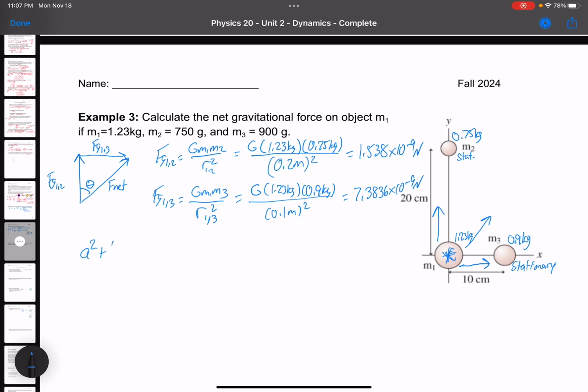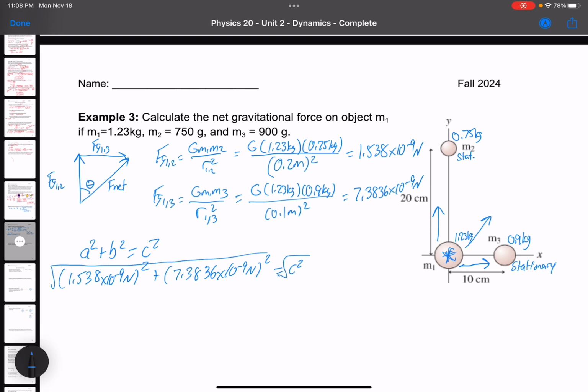So looking at my triangle here, I have a squared plus b squared equals c squared. So I can take my two numbers, put them in. So 1.538 times 10 to the negative 9 newtons squared plus 7.3836 times 10 to the negative 9 newtons squared. So I'm going to square root all this. And again, I'm using all of the decimals in my calculator. So I don't write them all down, but they are there, and I am going to bring them all with.